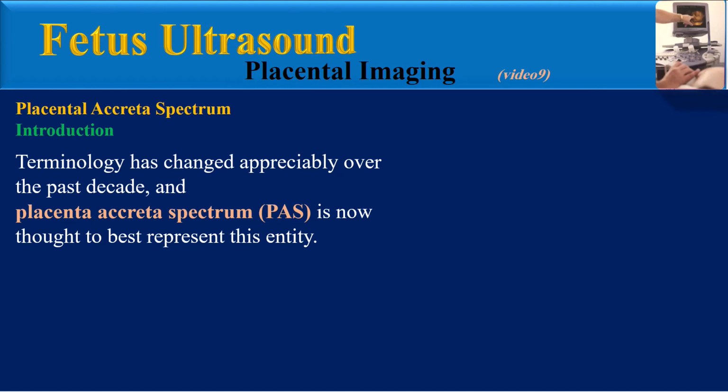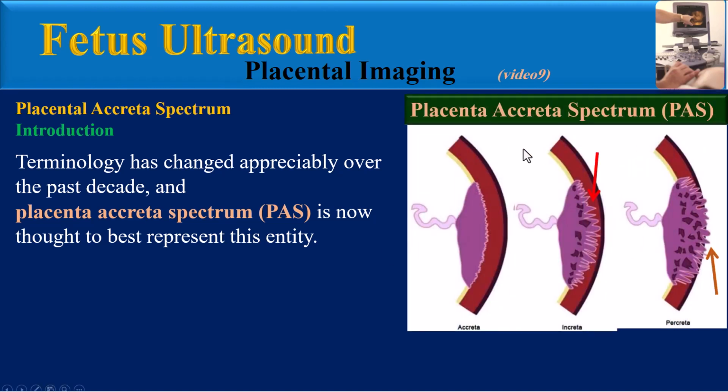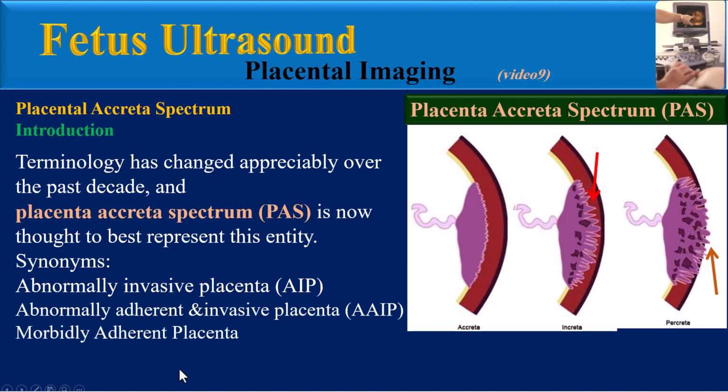Terminology has changed appreciably over the past decades, and placenta accreta spectrum is now thought to best represent this entity. The synonyms for this entity include abnormally invasive placenta, abnormally adherent and invasive placenta, and morbidly adherent placenta.